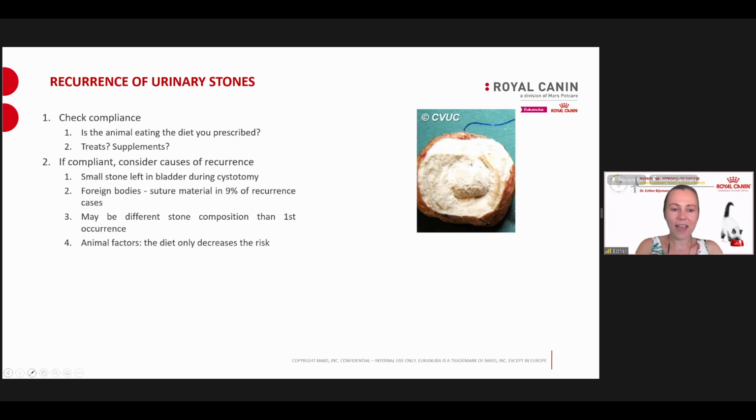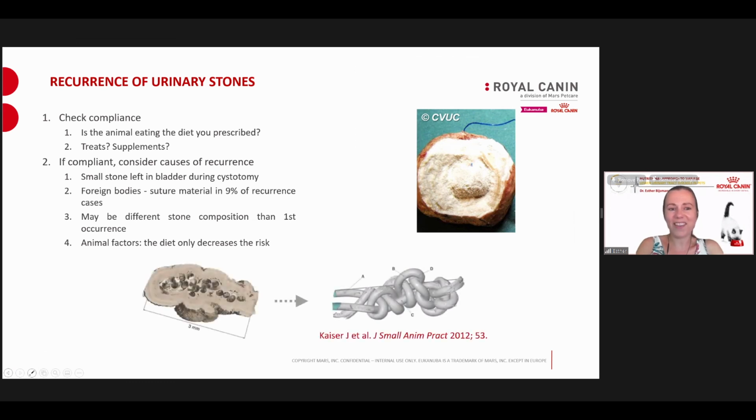And then there are animal factors. Lucky might have developed hypercalcemia because of malignancy or anything like that. And diet only decreases the risk, but if Lucky becomes hypercalcemic for some reason, then you have a problem at hand, no doubt. Oh, here you can see another stone, by the way. You can really nicely see that the suture in the middle has dissolved, but it was there originally.